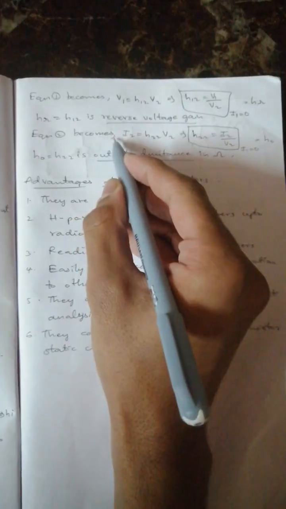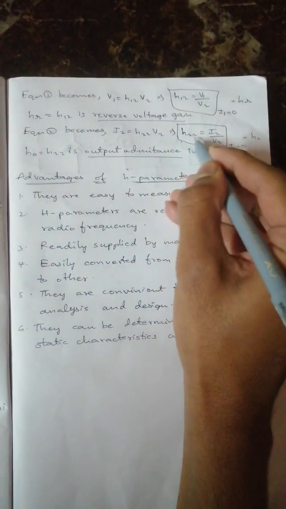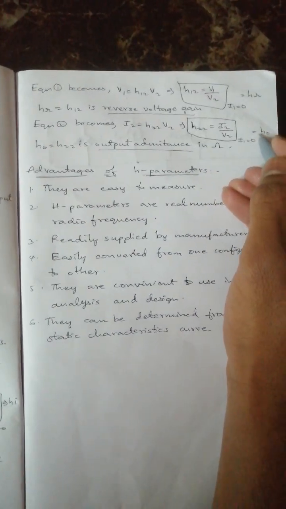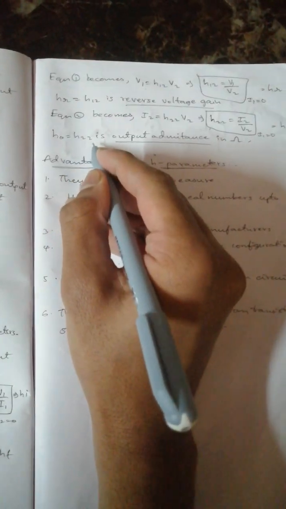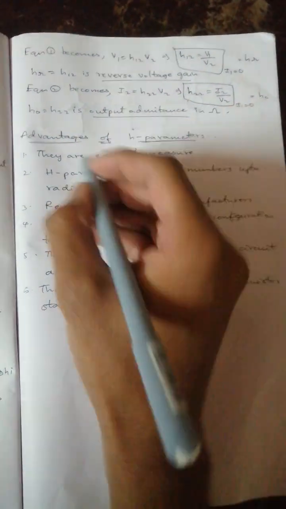Now equation 2 becomes I2 is equal to H22 V2. H22 is equal to I2 by V2, where I1 is equal to 0, also known as Ho. Ho is equal to H22, the output admittance, in mhos.